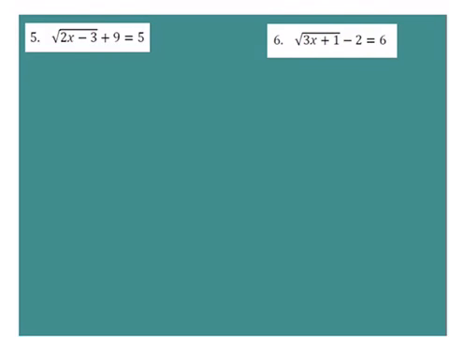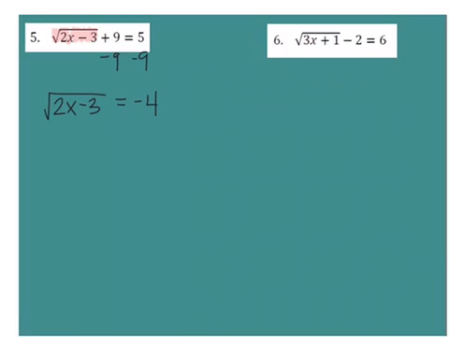On to number 5 now. Again, we want to isolate the radical, so I'm going to highlight that. That's what I'm trying to get alone right there. To get that alone, I need to get rid of the adding 9 at the end. We know that to get rid of adding 9, we subtract 9 from both sides. So I'm going to be left with the square root of 2x minus 3 is going to equal negative 4.